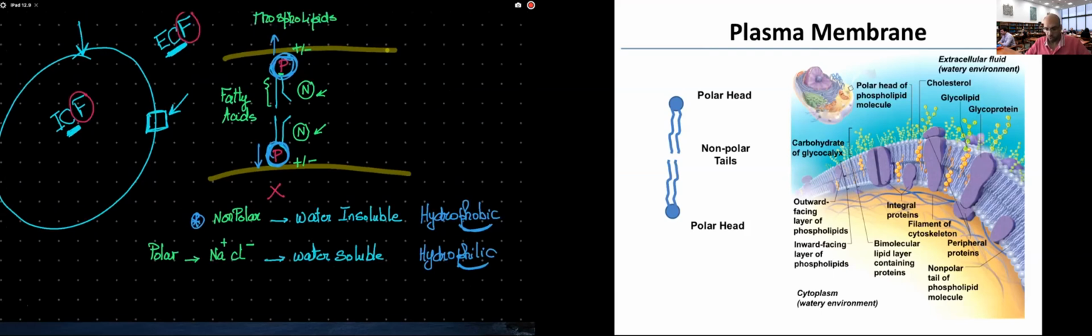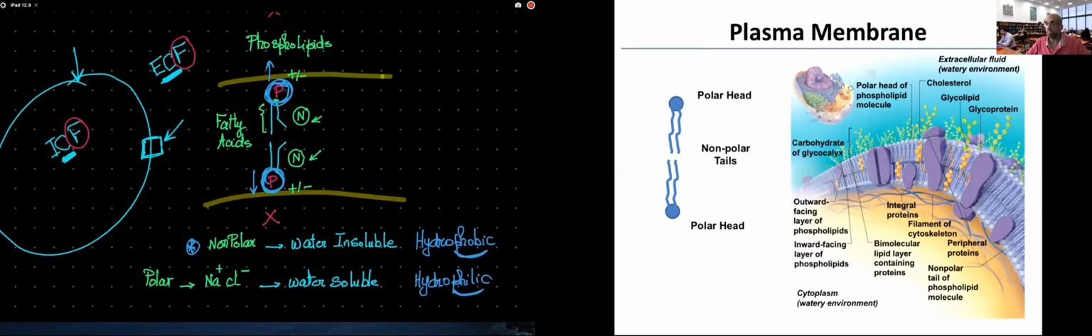So again, what is the structure of the phospholipids? They have hydrophilic heads, which are polar, and hydrophobic fatty acid tails. Heads are directed towards the water. And where is the water? Inside of the cell and outside of the cell, on both sides of the membrane.